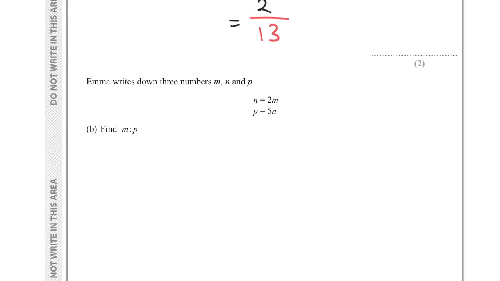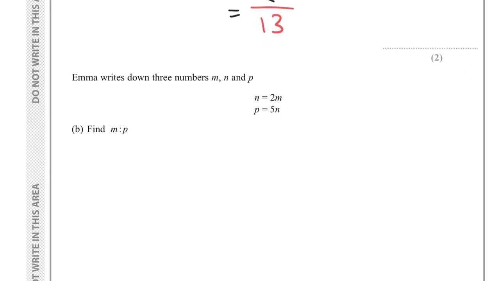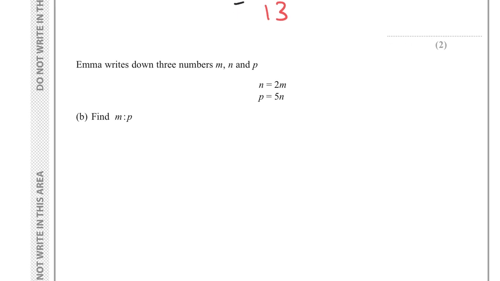Emma, write this down. 3 numbers. This is quite tricky now. Here we go. M, N, and P.